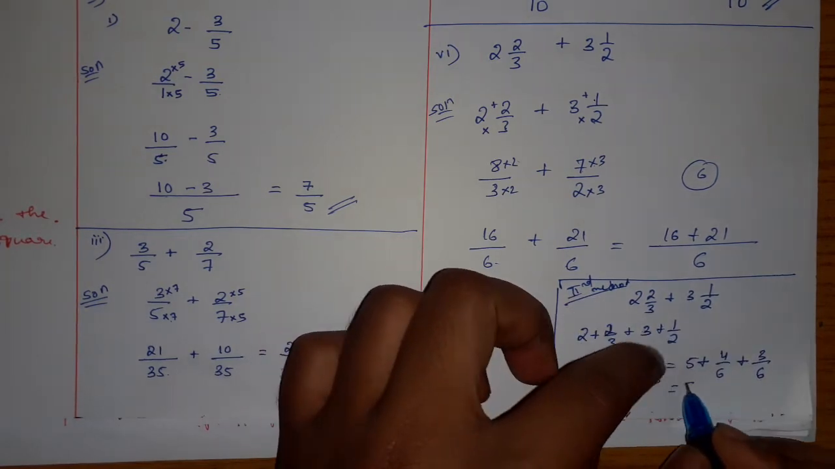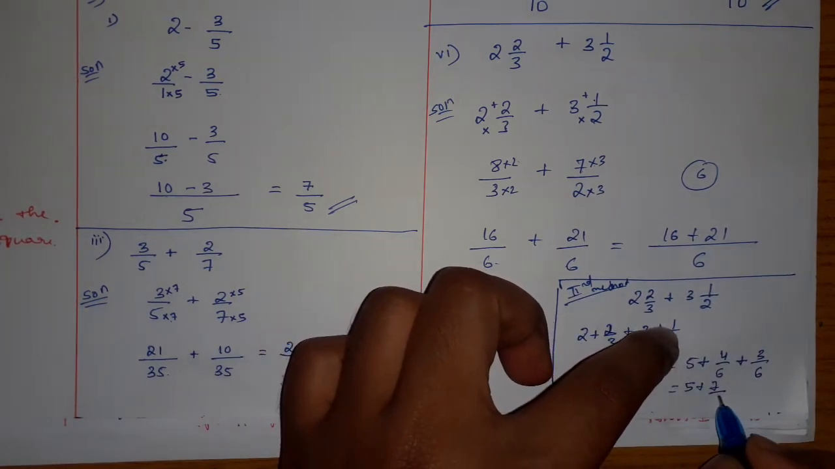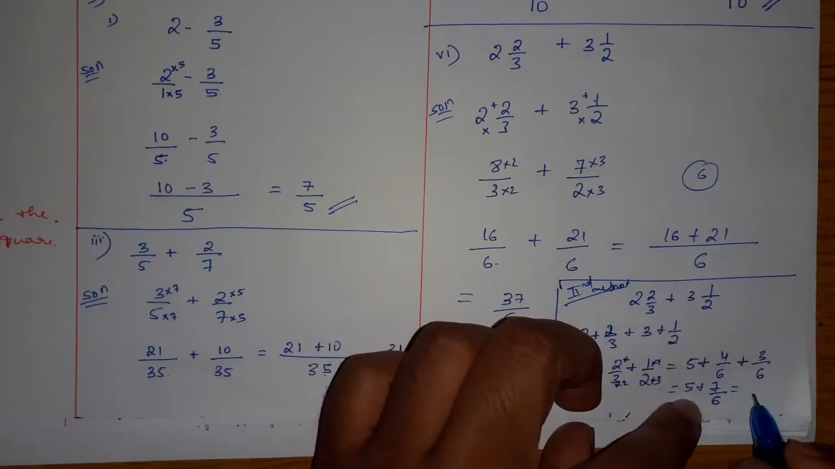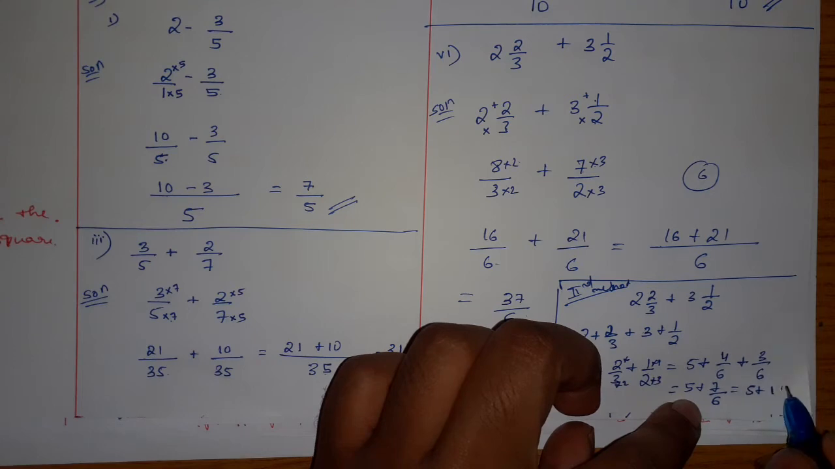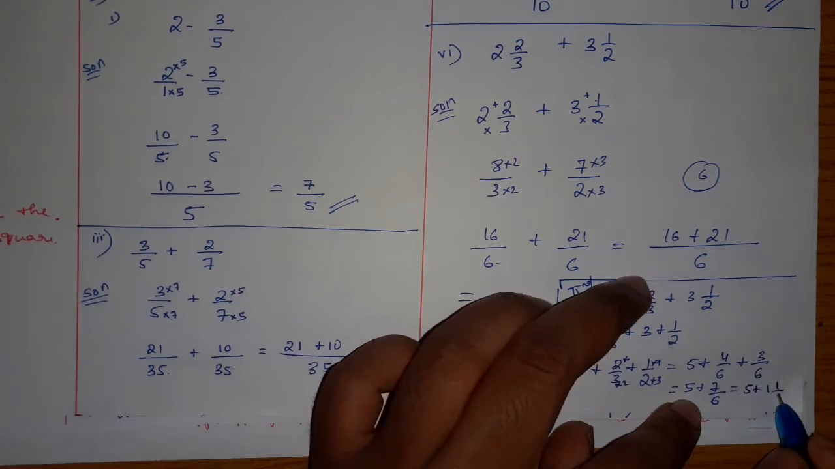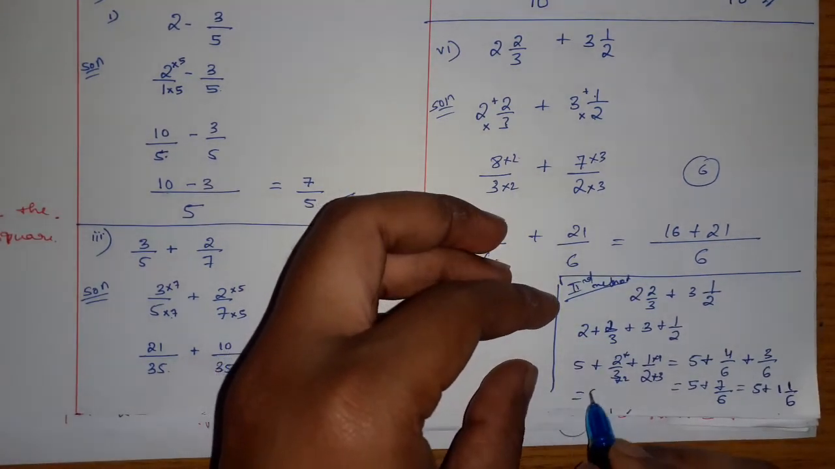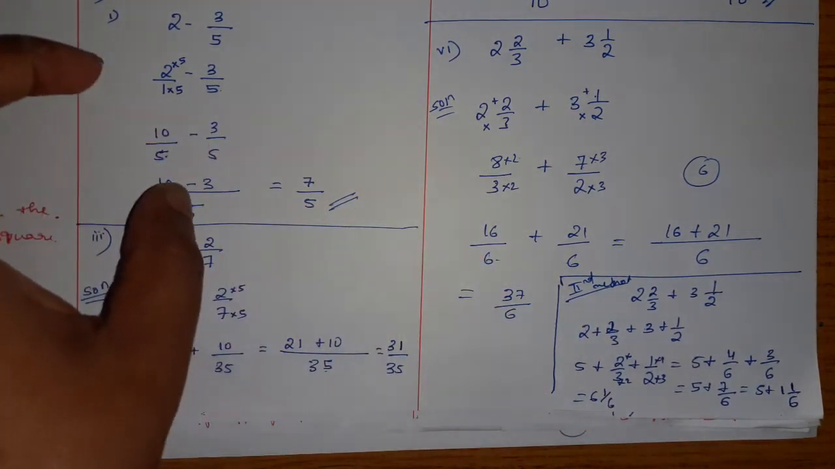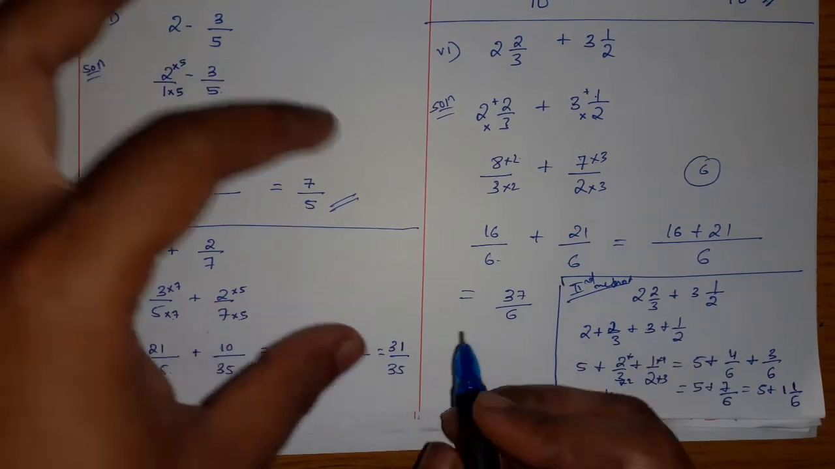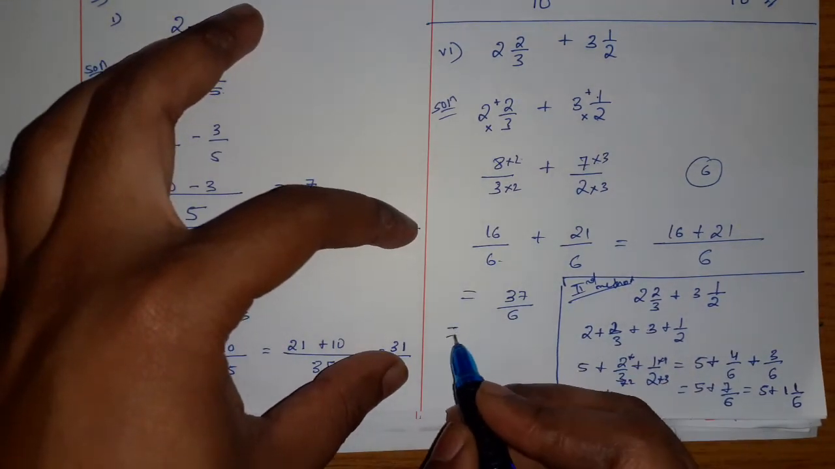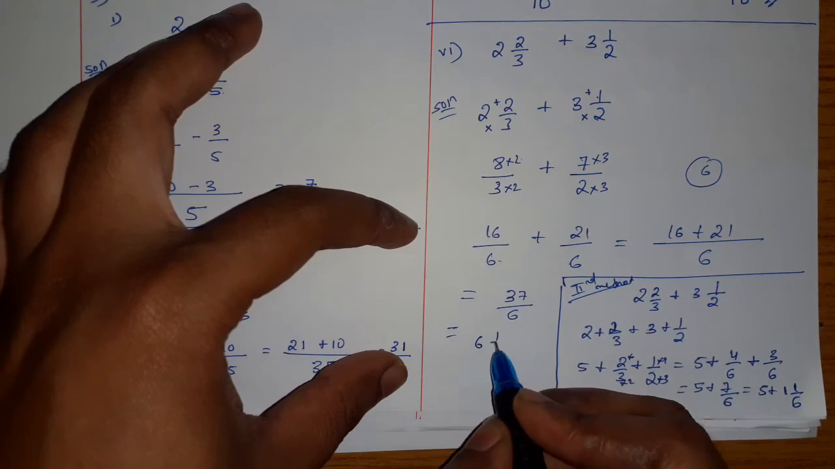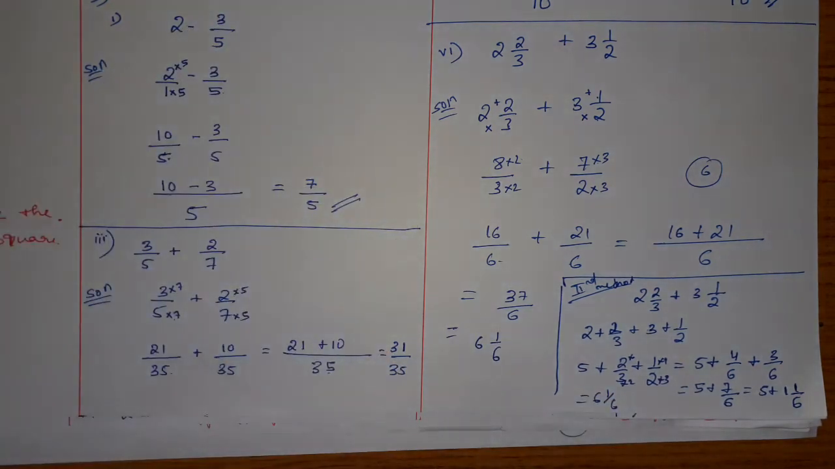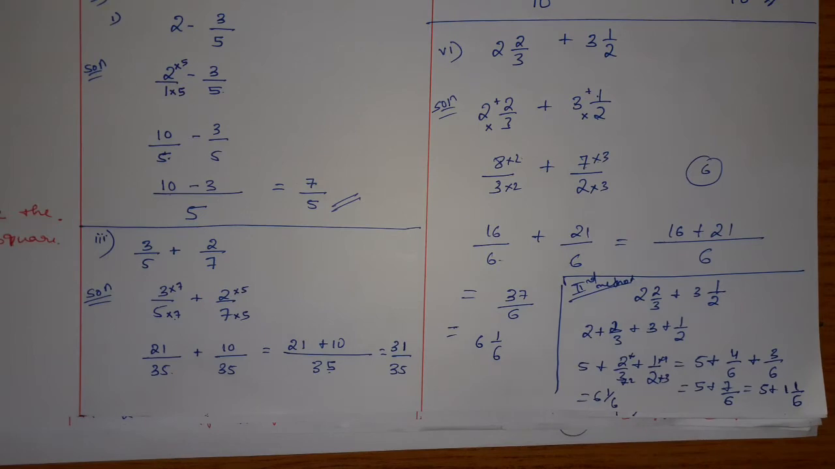So 5 plus 7 by 6, 5 plus 1 by 6. So the final answer is 6 1 by 6. 6 1 by 6 is the answer. Okay, it's quite confusing, try to avoid it. Even if you convert it to a mixed fraction, 6 6s are 36, how much remains? 1. 6 1 by 6 answer will come. Okay, here also I am going to get 6 1 by 6. Better you follow the first method only. Okay, it's quite easy.